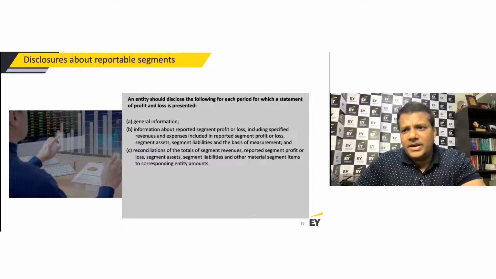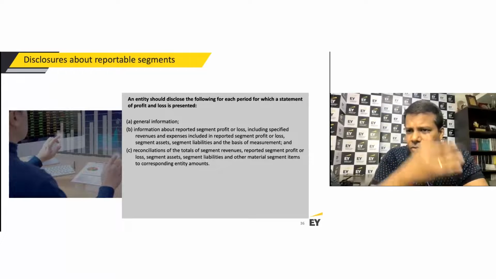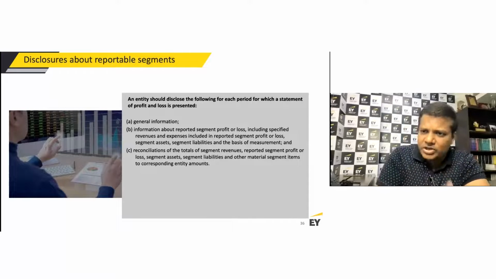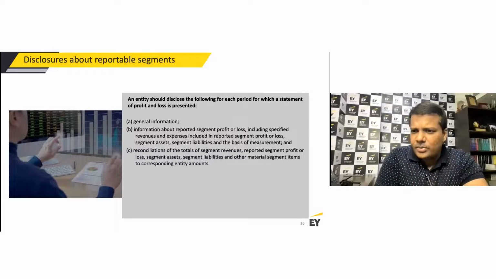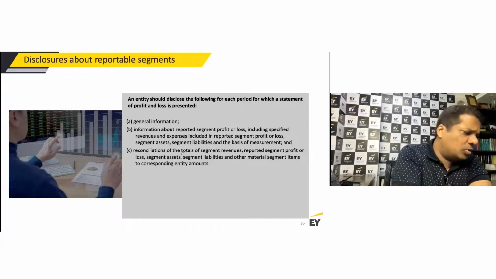And based on measurement, reconciliation, right? Which is what we were saying, that you got segment revenues, segment expenses, segment results. Segment expenses are not required, so revenues, and then straight away jump to results, and then your assets and your liabilities, and then reconciliation, your total, right?